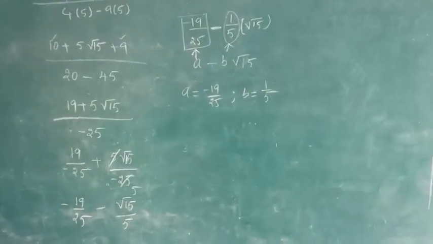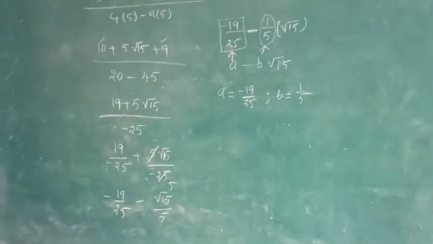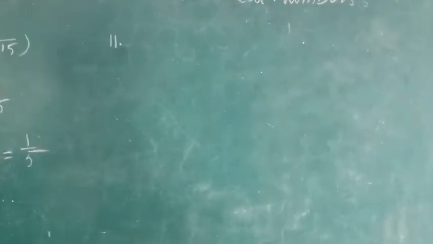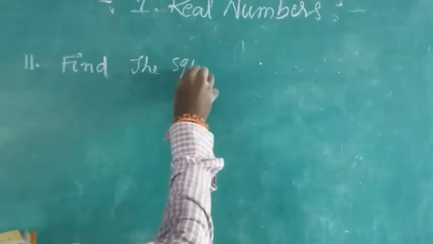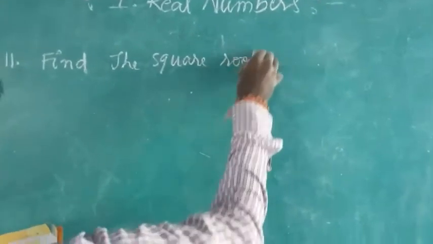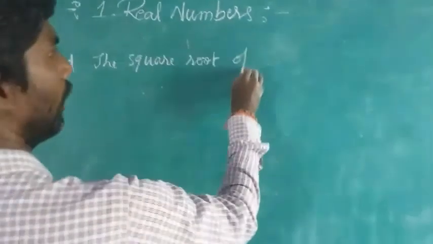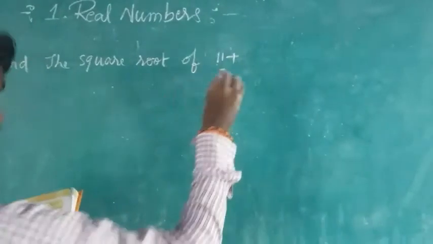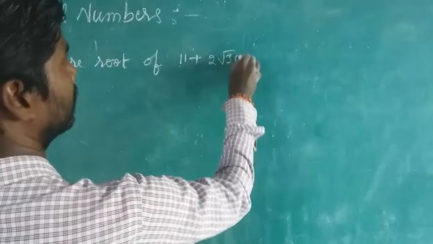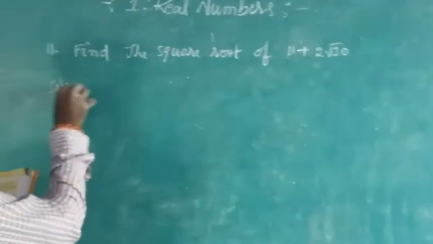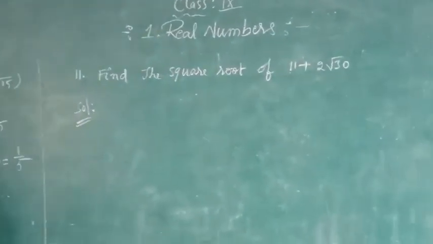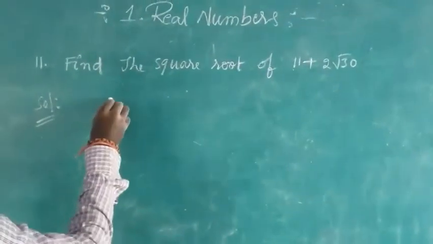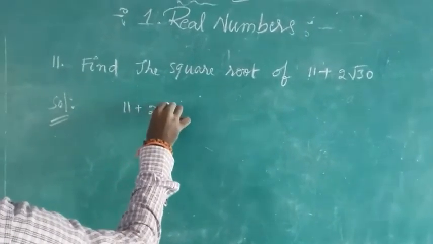So next I will go for the 11th problem. I am going to explain the last problem in the chapter. Find the square root of 11 plus 2 root 30. We need to find out the square root of this one. Let me write the question: the square root of 11 plus 2 root 30.